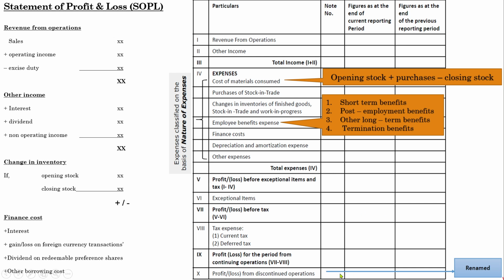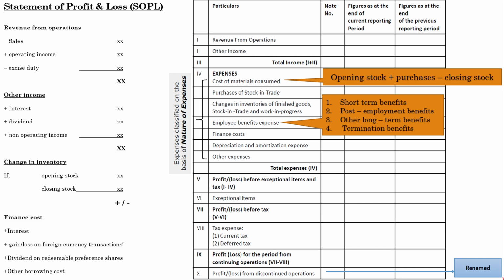Usually this item may not be given in the question, but if you come across such an item, you have to show it. So that is with regard to profit and loss from discontinuing operations. Profit or loss from discontinuing operations has to be shown separately in the statement of profit and loss, and tax payable or tax credits available on profit or loss of a discontinued operation should also be disclosed in the statement of profit and loss. That is as per theoretical aspects.